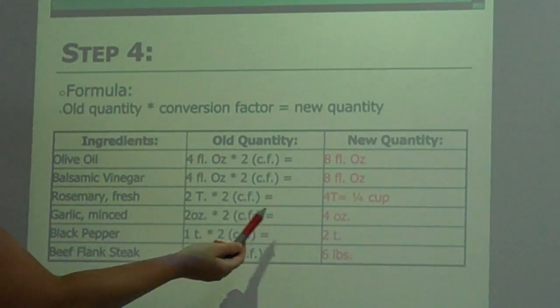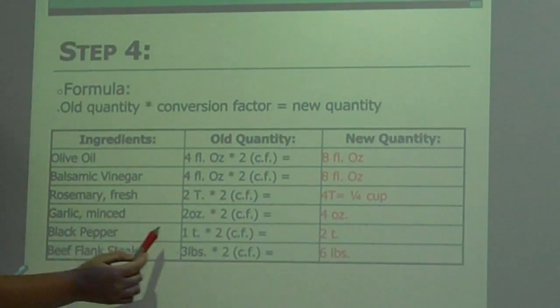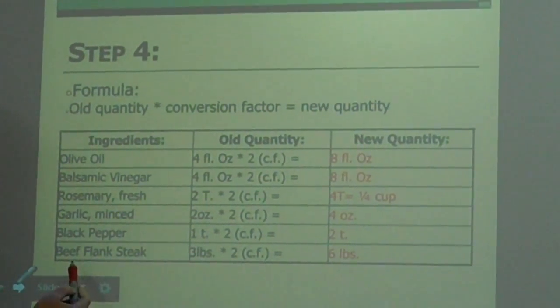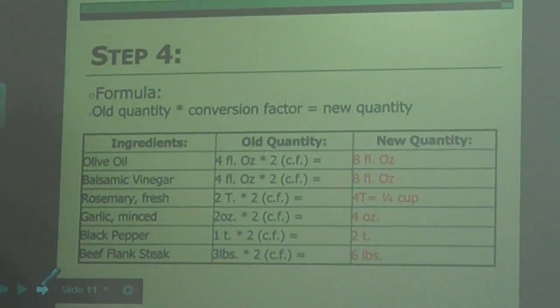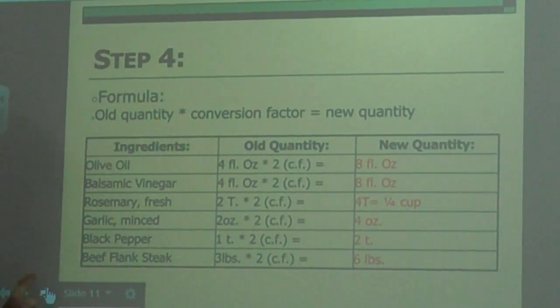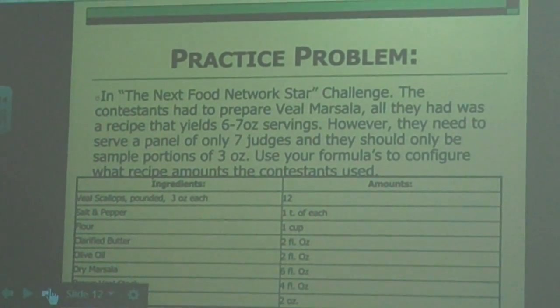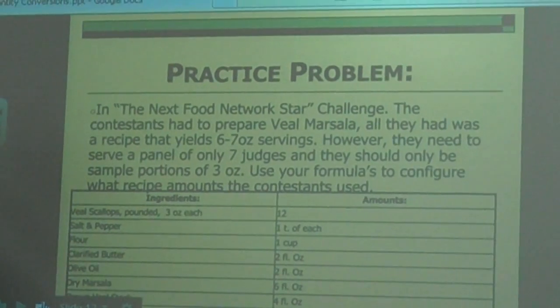Garlic, 2 ounces times 2, just basic 4. Black pepper is just going to be 2 teaspoons. And then for your flank steak, you originally had 3 pounds times 2, so you're going to have 6 pounds now. Okay? So, next, if you have questions, please consult with your teacher.